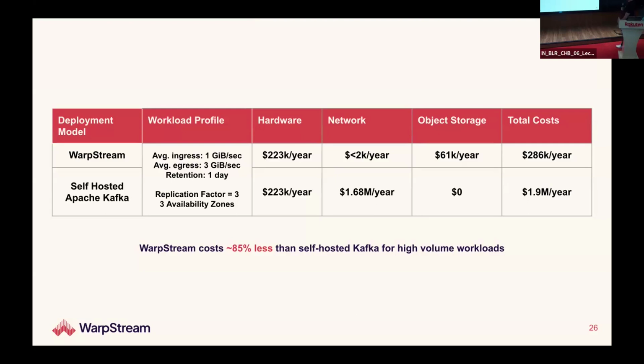Now, the downside is that the minimum cost for a WarpStream cluster is about $600 a month. You basically can't do it cheaper than that because you have to have 3 nodes, each doing 4 put requests per second. But as you scale, it gets more and more cost effective.